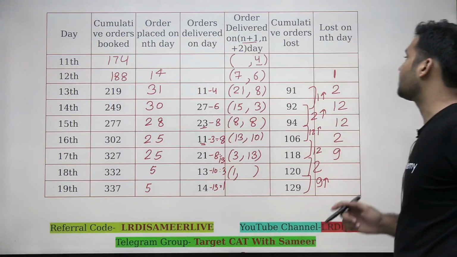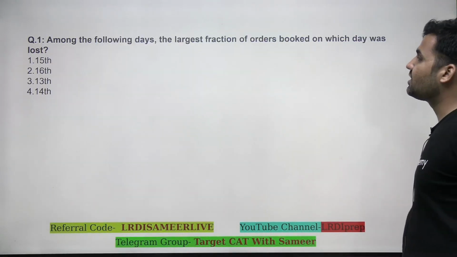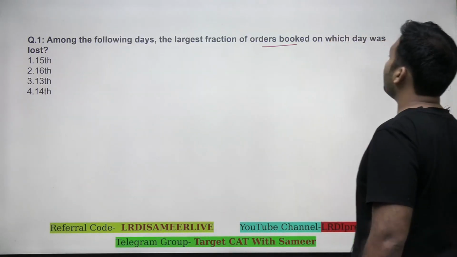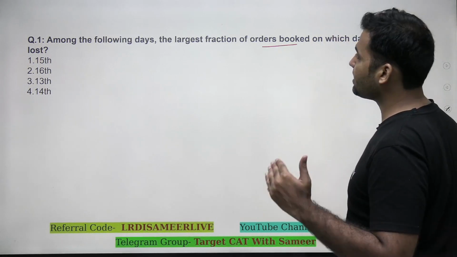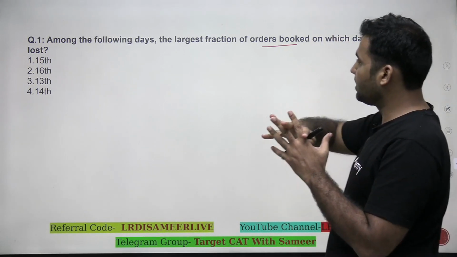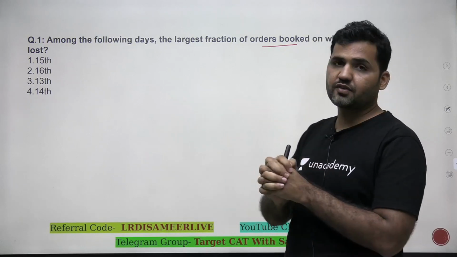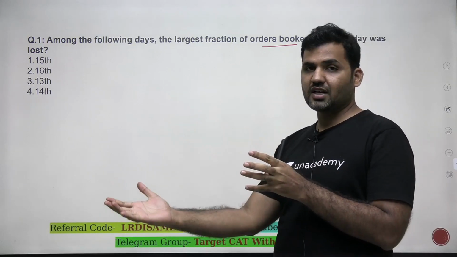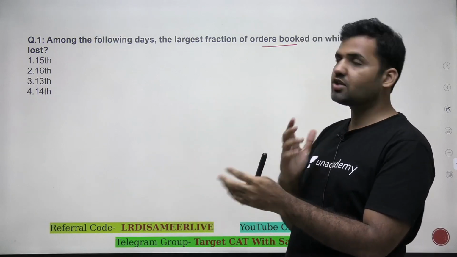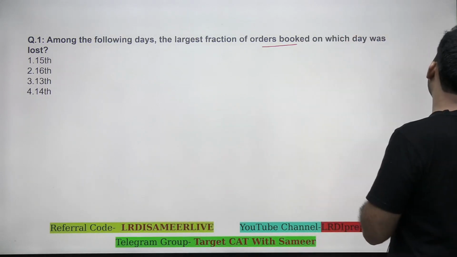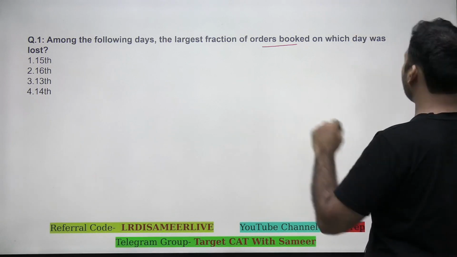Let's have a look at the first question. Question number 1 says, among the following days, the largest fraction of orders booked on which day was lost? So how many was booked and how many was lost? So where is the largest fraction out of all the orders which are booked and the orders which are getting lost? So lost as a percentage of booked is largest in which day? 13, 14, 15, 16.